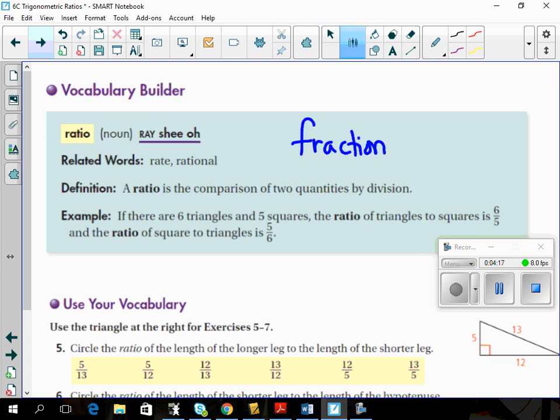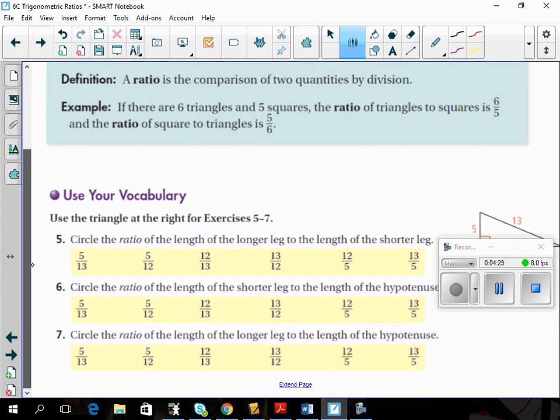Sometimes you can write them as a decimal. And I've seen them written both ways. Okay? So we're just going to be able to figure out what they mean. We're going to start as a fraction, and sometimes they'll go in as a decimal. So let's look in terms of this particular right triangle.